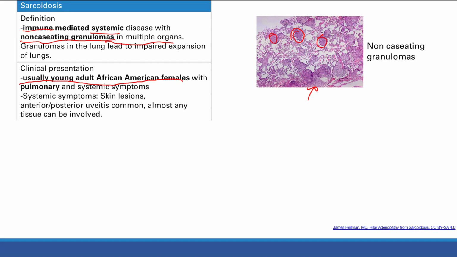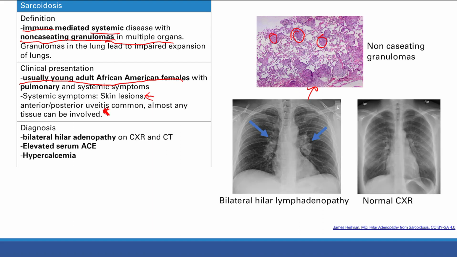Now, systemic symptoms. You can have anything. Pretty much any other tissue can be involved because these granulomas can be in any organ. But you can see skin lesions. You can see uveitis, so inflammation of the eyes. And the really characteristic stuff is the diagnostic. So you're going to see bilateral hilar adenopathy on chest x-ray and CT scan.